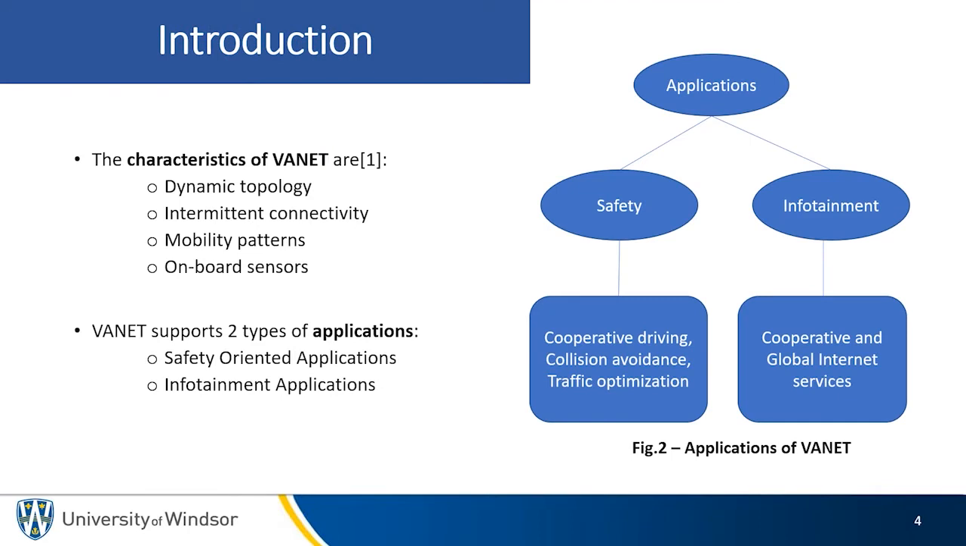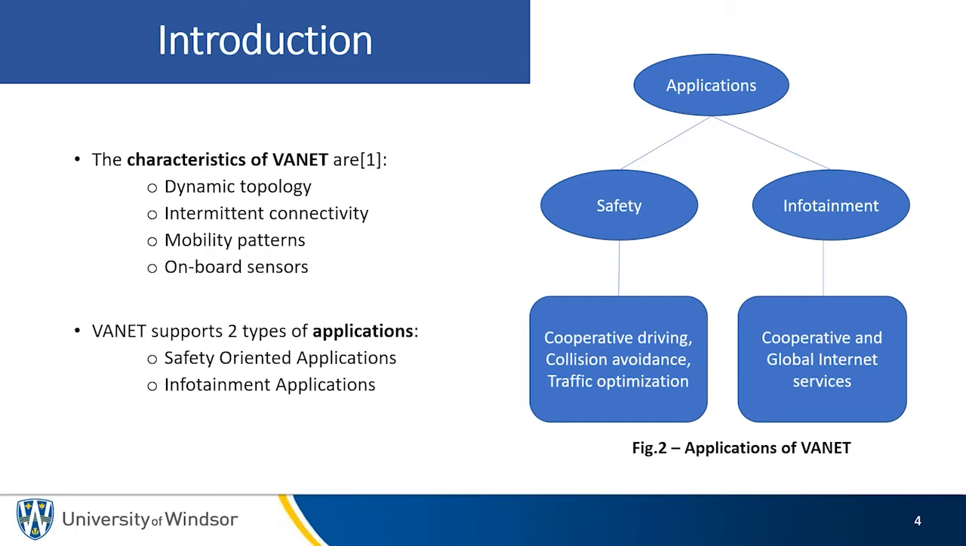Following are the characteristics of VANET. Firstly, the dynamic topology. The speed and direction of the vehicles change constantly, thereby resulting in high dynamic topology. Next comes the intermittent connectivity. Connectivity between devices changes very frequently, like a connection between two devices exchanging information can disconnect anytime. The reason behind frequent disconnection is high dynamic topology.